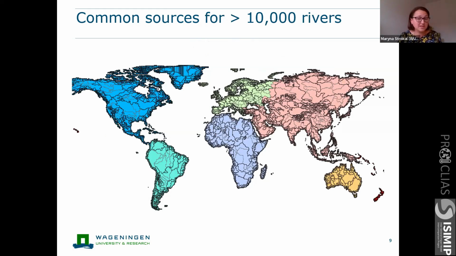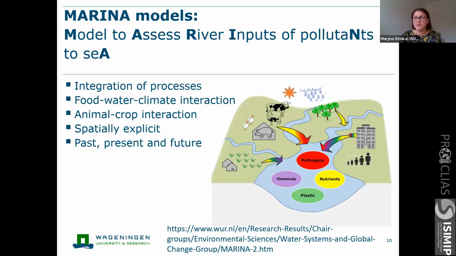So we try to understand the common sources of pollutants for more than 10,000 rivers in the world. And I'm showing you the map, and the lines on the maps illustrate the subbasins and the rivers that drain into the coastal areas. So we cover the world and more than 10,000 rivers in the world. And we develop the MARINA models to analyze the sources of pollutants. And the MARINA model stands for a model to assess river inputs of pollutants to sea.